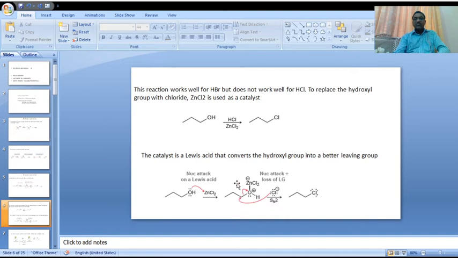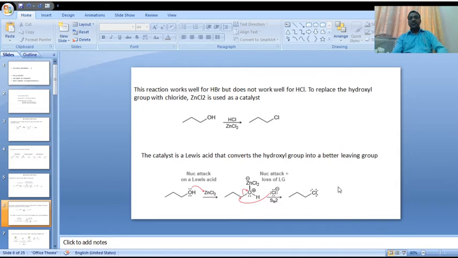Here, loss of the leaving group and at the same time attack of the nucleophile at the terminal carbon. The attack of the nucleophile and the loss of the leaving group in the same step is why it is called an SN2 process. With loss of the leaving group, we will get an alkyl halide.